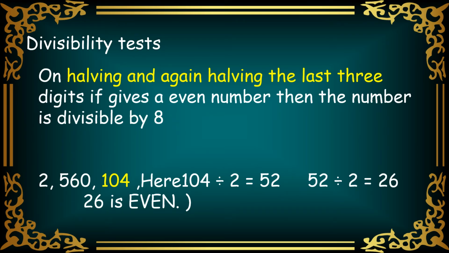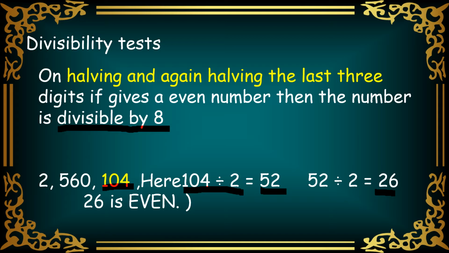On halving and again halving the last 3 digits, if it gives an even number, then the number is divisible by 8. Okay, another trick that you can do is, if I have this number, the last 3 digits, if I half it, okay, we have to divide it by 2, you will get 52. And further, if I divide it, I will get 26. And if this 26 is an even number, right, 6 is an even number, then you say that it is divisible by 8. Okay, it is divisible by 8. I hope things are getting cleared now.